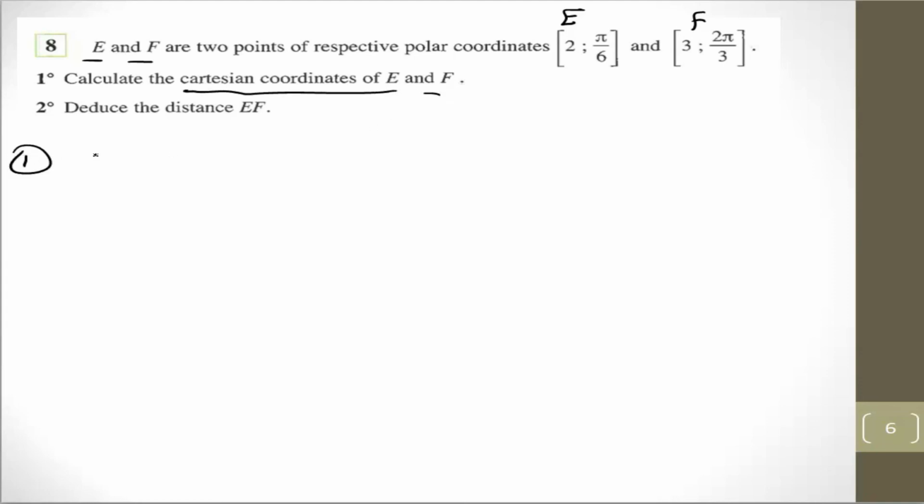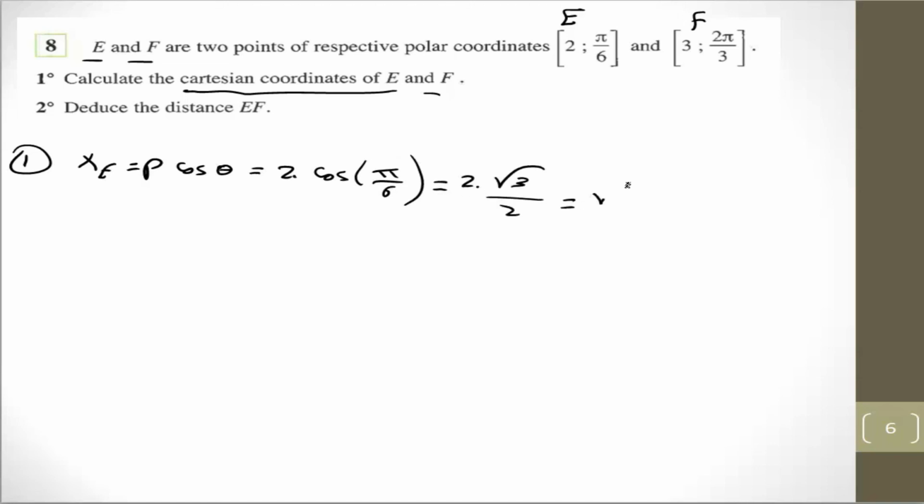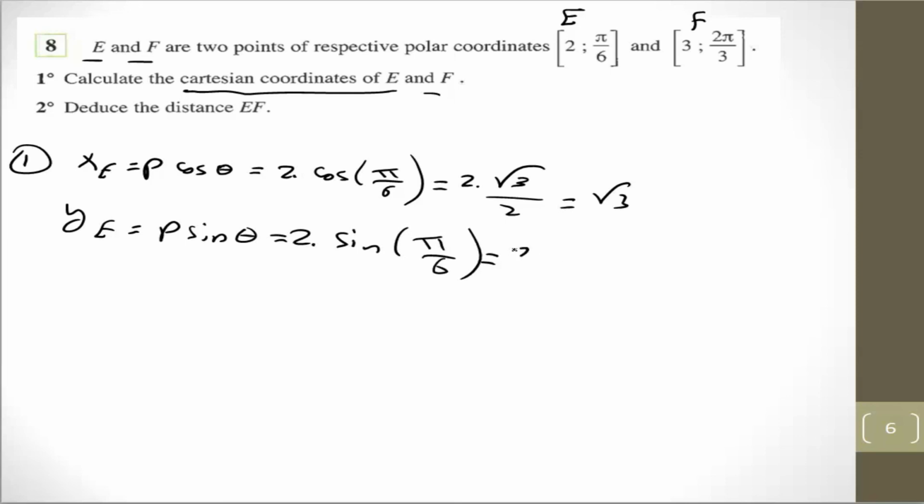Let's start with E. x_E equals p cosine theta, which is 2 times cosine pi over 6, so it equals 2 times radical 3 over 2, which is radical 3, and y_E equals p sine theta, p times sine pi over 6, which is 2 times half, which is 1. So point E has coordinates radical 3 and 1.